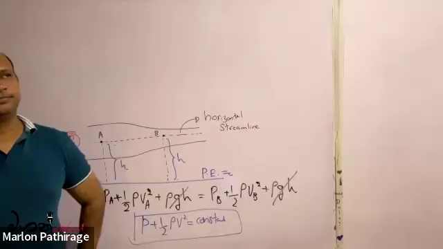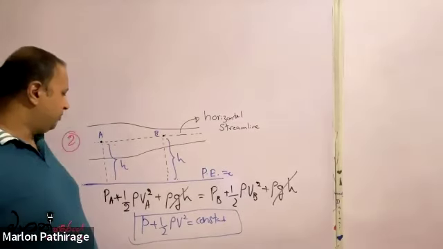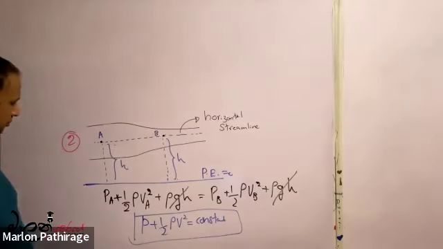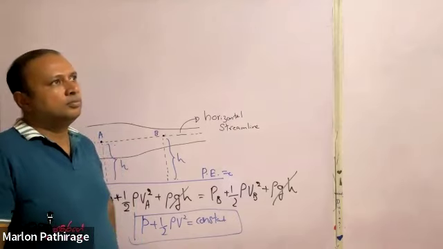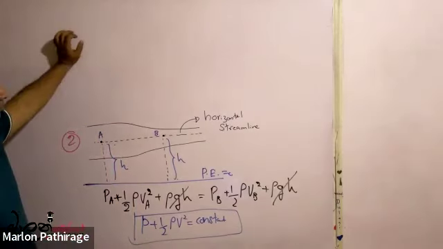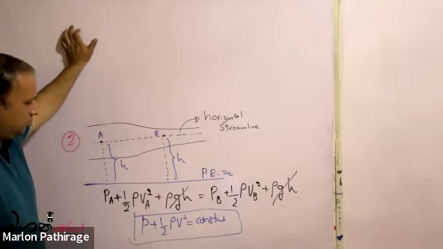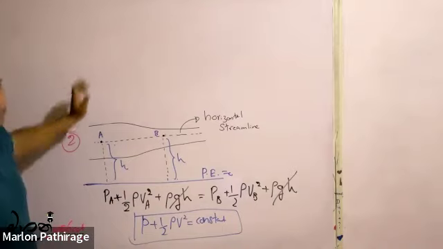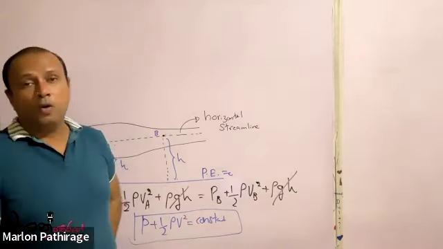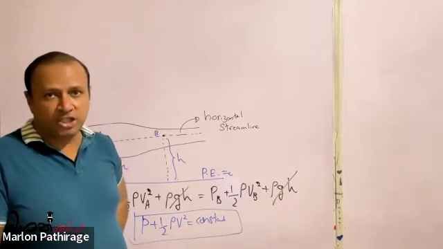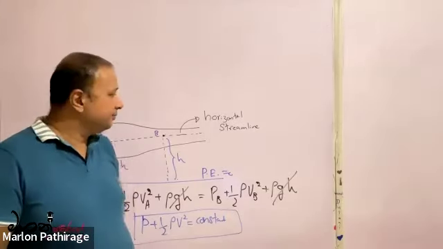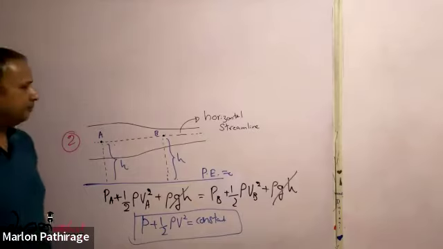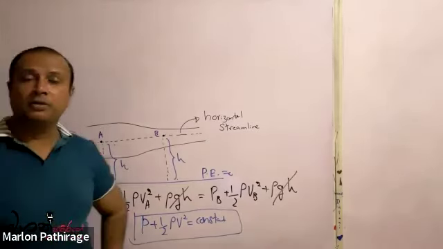Therefore, the rho g h term can be neglected for a horizontal streamline.